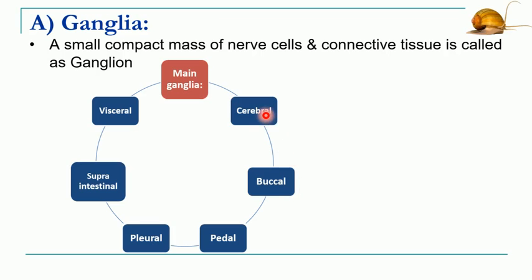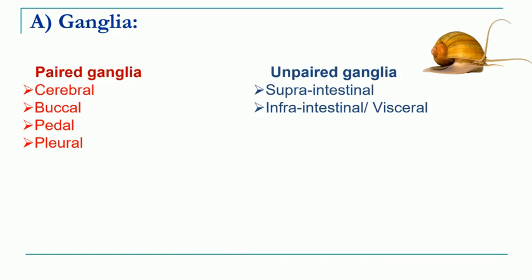These are cerebral ganglion, buccal ganglion, pedal ganglion, pleural ganglion, supraintestinal ganglion and visceral ganglion. Now if we divide them into paired and unpaired ganglion, the paired ganglion are of 4 types: cerebral, buccal, pedal and pleural, and there are 2 types of ganglion which are single, not paired. These are supraintestinal and infraintestinal, which is also called visceral ganglion.